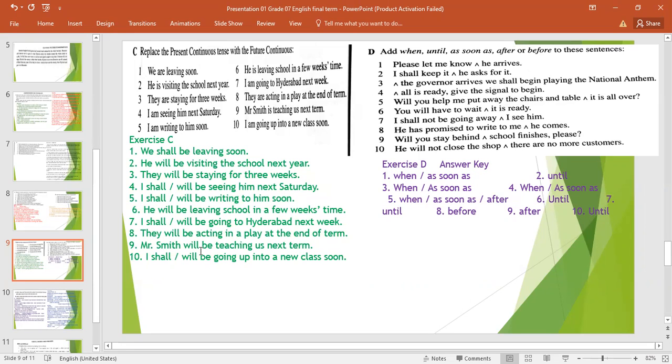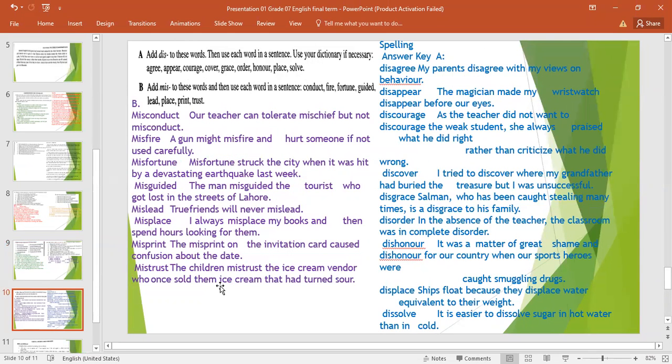Here, dear students, is another exercise you can see on the screen. It is about adding dis to these words, then using each word in a sentence. Use your dictionary if necessary. Before these words, we will use dis. It means disagree, disappear, discourage, discover, disgrace, disorder, dishonor, displace. We will use these words in a sentence.